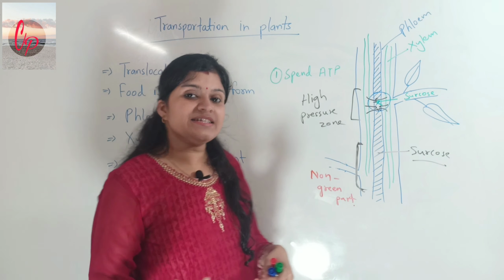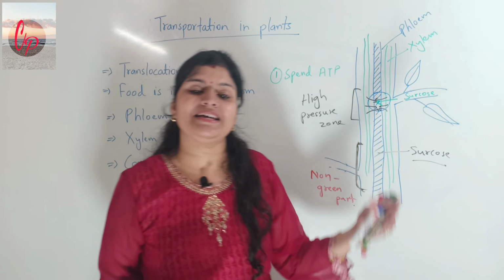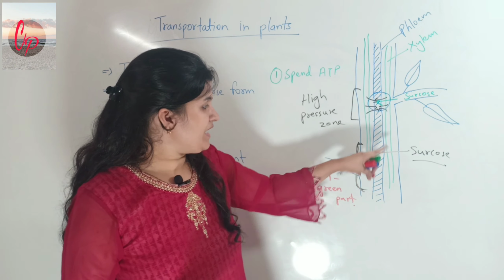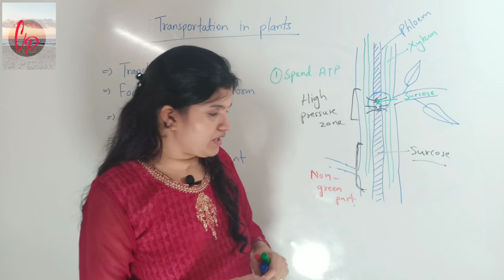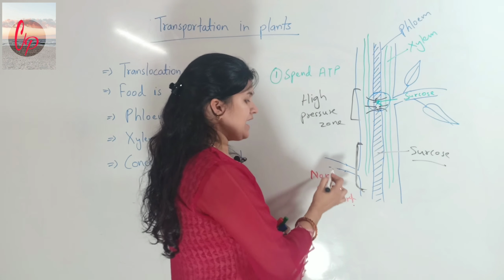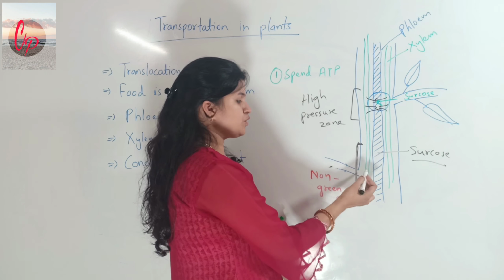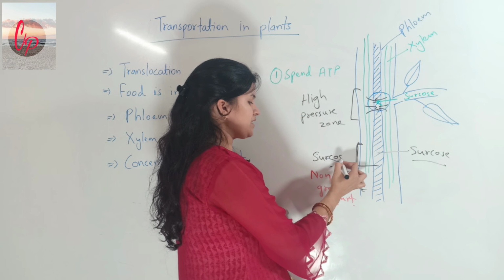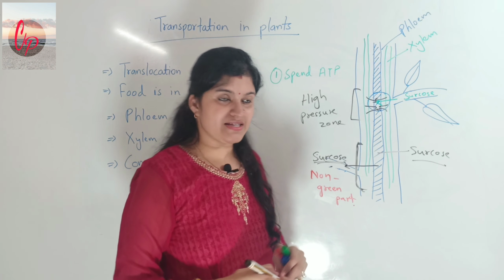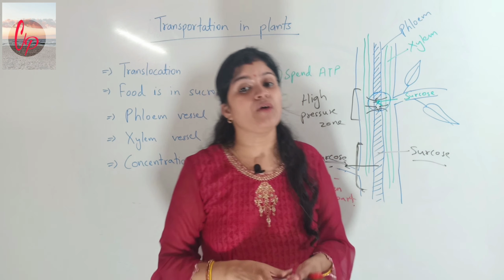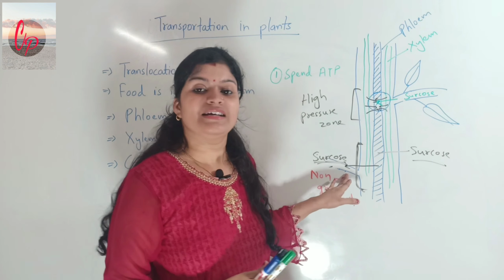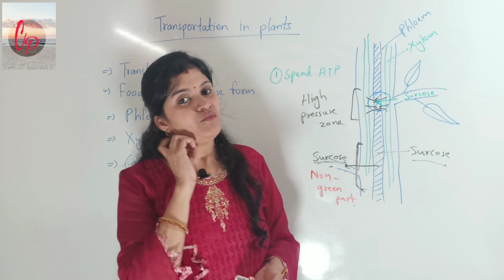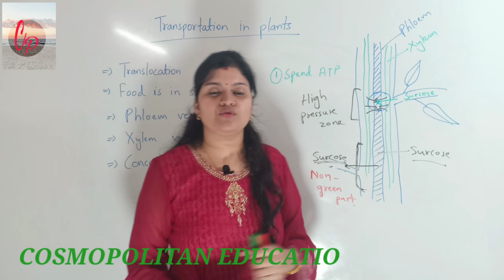This is the basic nature of the solute, that it can pass from high concentration to low concentration with the help of the process of diffusion. Solutes can pass. So as its concentration is high here and low here, this sucrose will simply come to this region, the non-green part of the plant. So the food which was in sucrose form has been transferred from this region to this region, and in this way all the other non-green parts of the plant get their food. So this was the basic mechanism for food transportation.